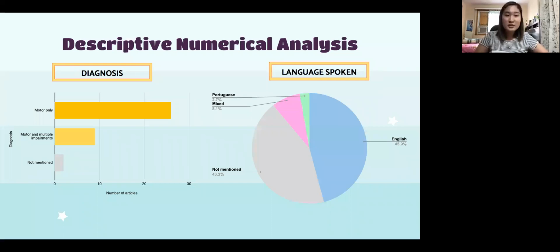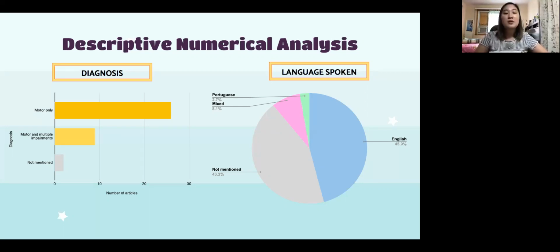In terms of diagnosis, most of the population had only a motor impairment. These included cerebral palsy, spastic quadriplegia, spinal muscular dystrophy, spinal muscular atrophy type 1 and 2, rare muscle fibromyopathy, and prolonged ventilator dependence due to failure to extubate. We also had a population having motor and multiple impairments, and these included Rett syndrome, mitochondrial disorder, traumatic brain injury, leukodystrophy, developmental apraxia of speech, and cerebral palsy with other developmental or intellectual comorbidities.